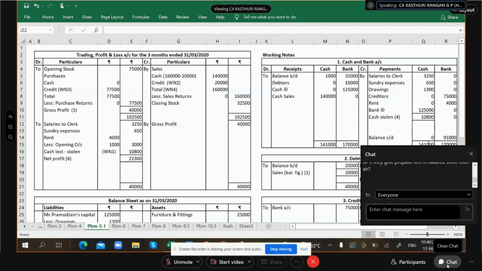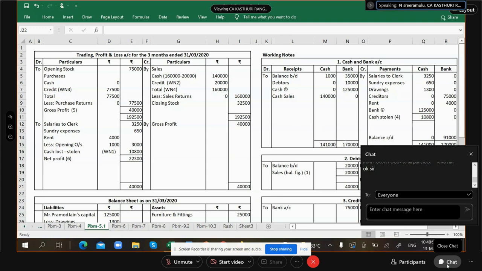Now, Pooja is asking a question. Sir, if prepaid rent is given, what should we do? If prepaid rent is given in the opening balance sheet, we should add it. Why? Prepaid rent means it is rent for the next period, but paid in the last year. So you have to add it. Therefore, if outstanding rent is given, we deduct it. If prepaid rent is given, you have to add it. Okay.